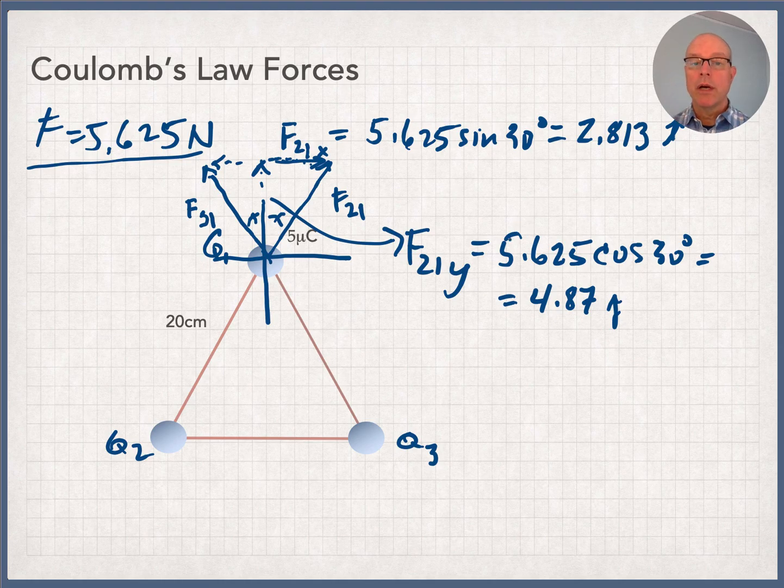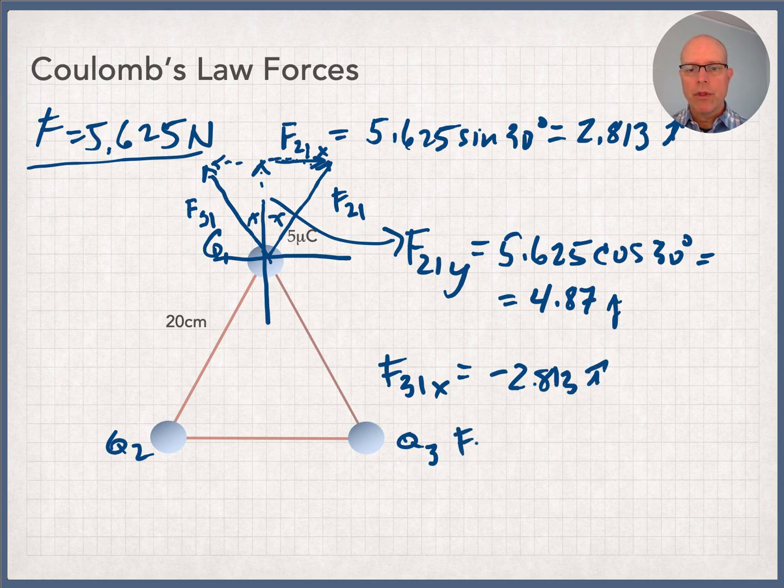So I'm allowed to use my common sense at this point. I know these are similar triangles. I can go through it and do the same exact math and show you that F31 x is going to be negative 2.813 in the i direction, and that F31 of y is going to be the exact same thing as F21 of y, which is 4.87 j.